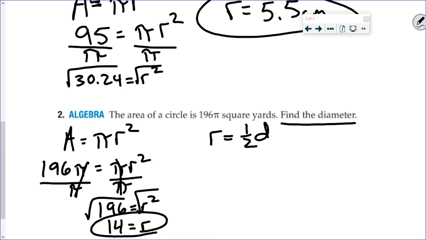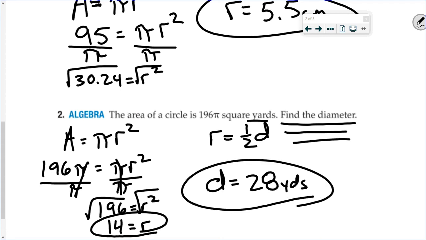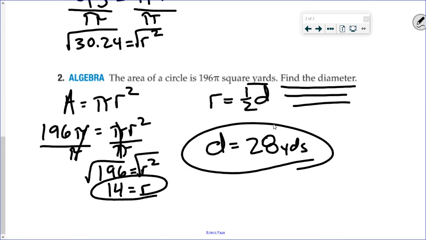We were asked for the diameter, so the diameter is just 2 times the radius, so 28. Our answer: the diameter is 28 yards. Okay.